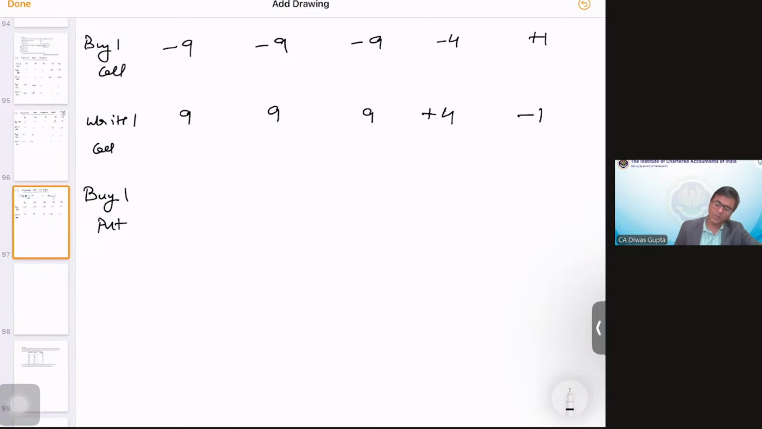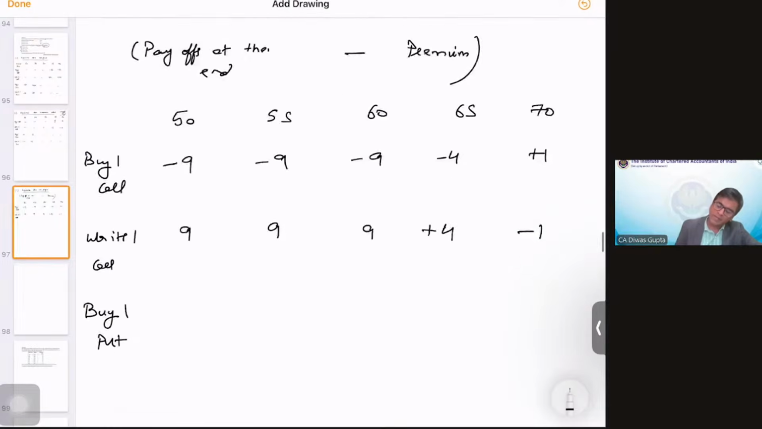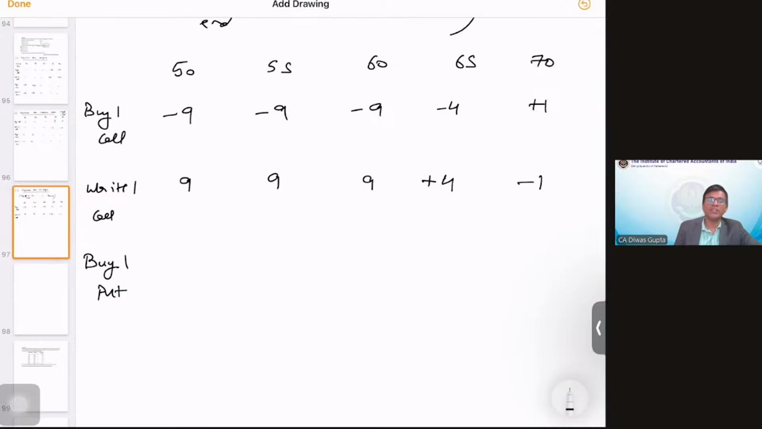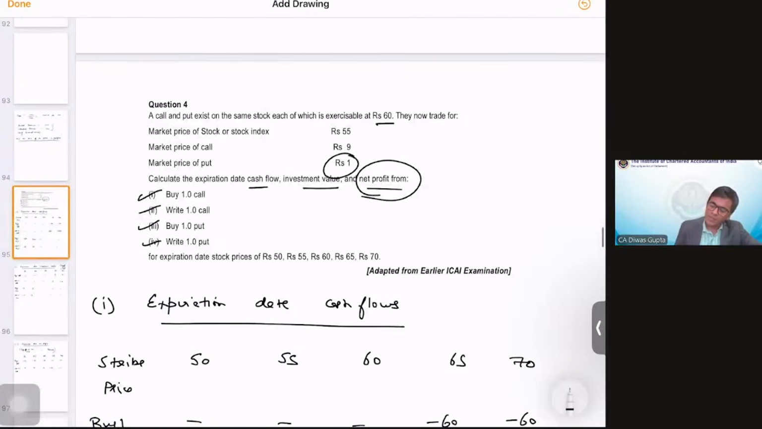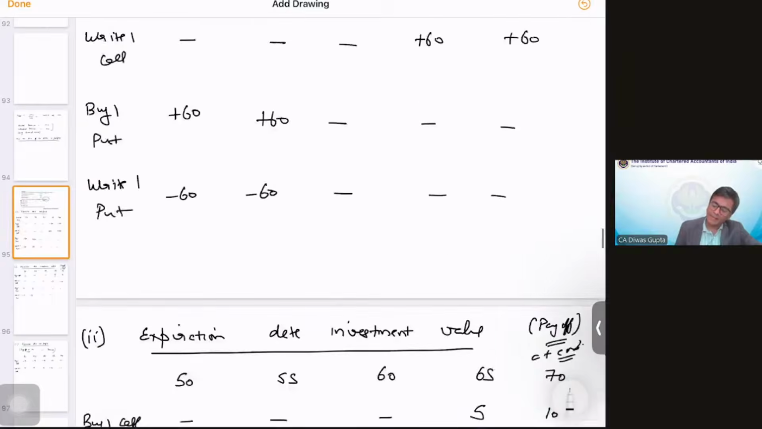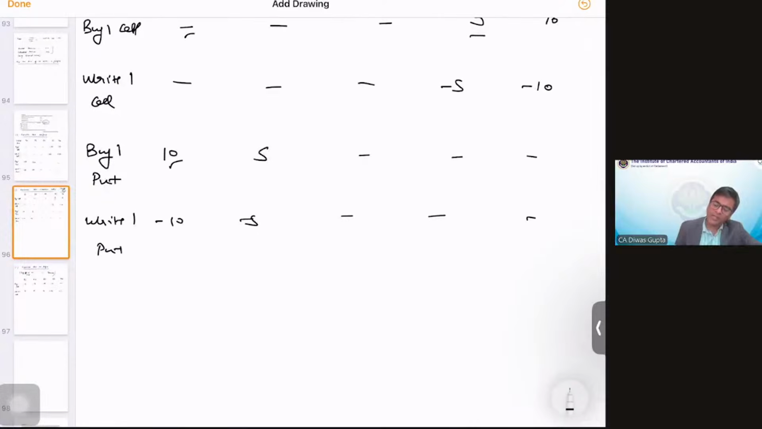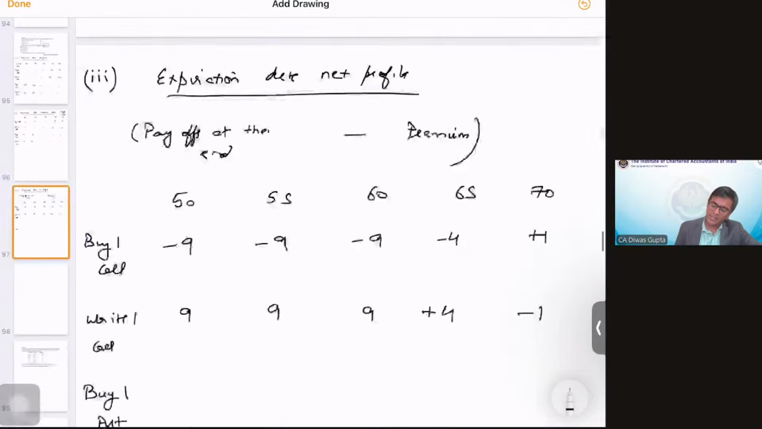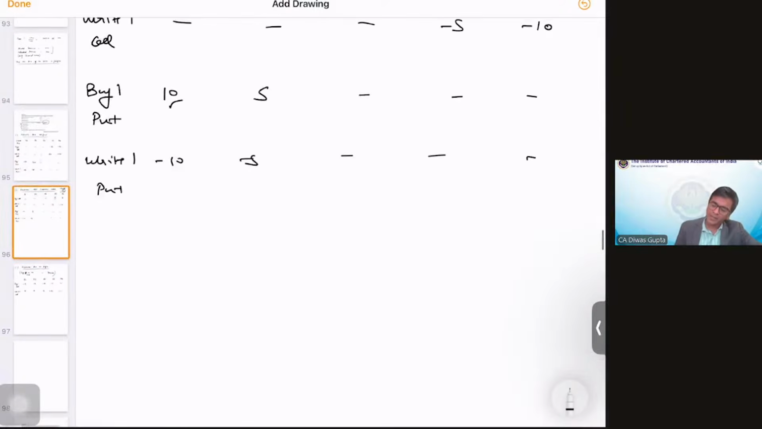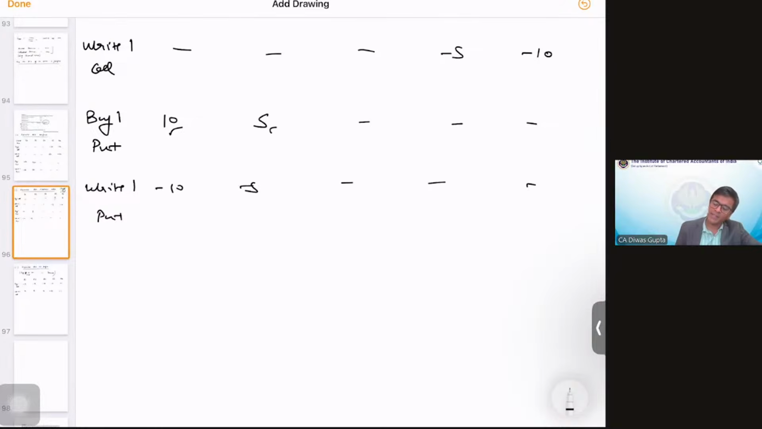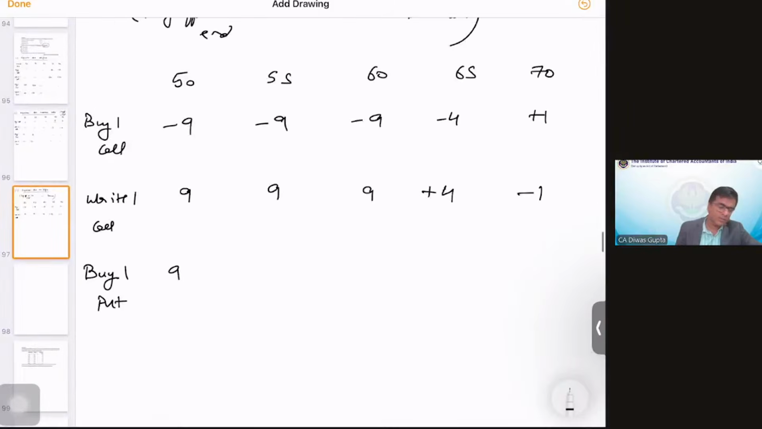Buy one put option. In case we are buying a put option, we will pay a premium of 1 rupee. The put option premium is 1 rupee. And we have got a benefit of 10 rupees here. So 10 minus 1, 9. Similarly, we have got a benefit of 5 rupees here. 5 minus 1, 4. Plus 4, plus 9.